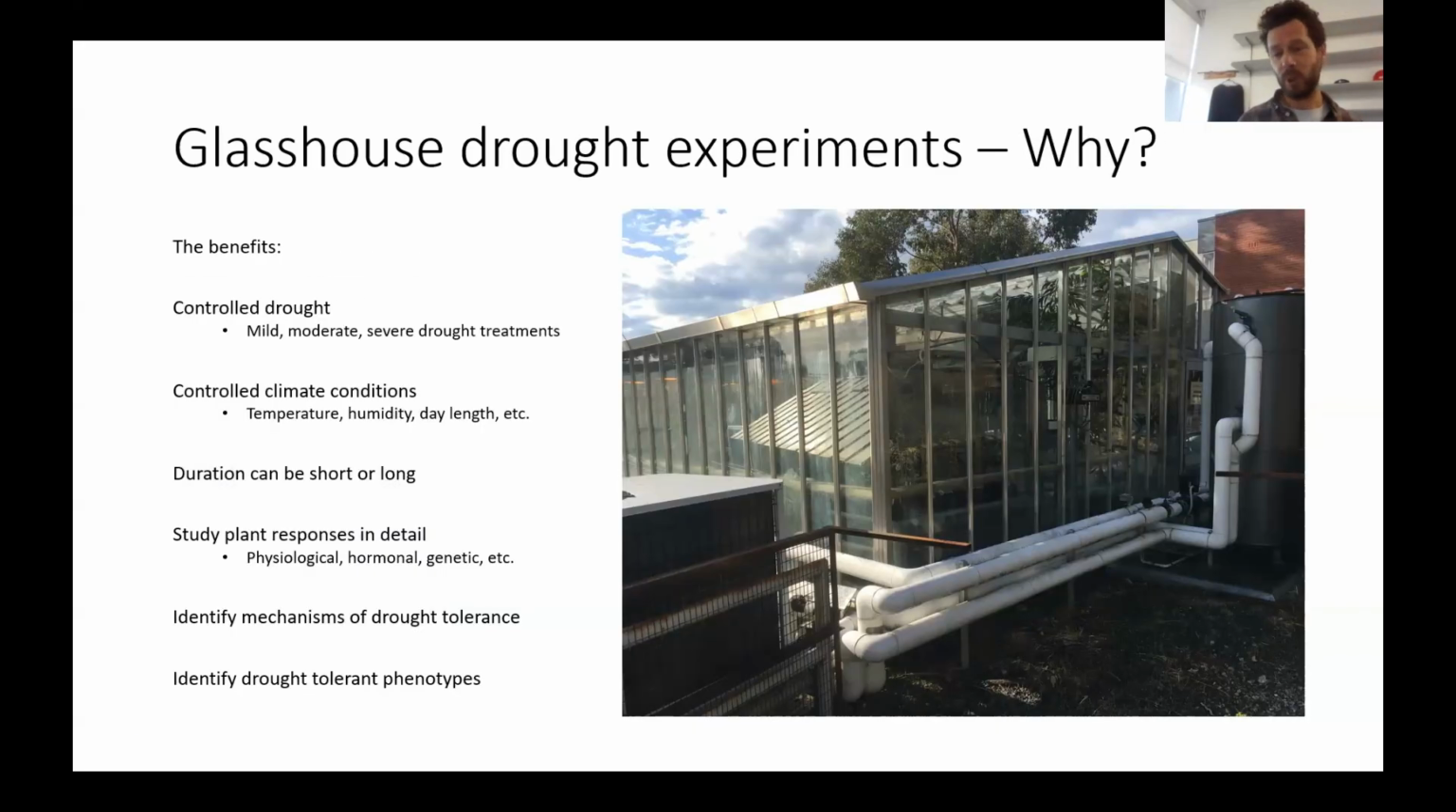You run experiments for a short period of time or for longer, and can study in greater detail, maybe with access to more expensive equipment or physiological tooling, all the different responses that you might be interested in. And with that level of control, you get to identify mechanisms of drought tolerance to a greater level than some of those other experiments, and indeed identify phenotypes that may be tolerant to drought, that may be interested in moving forward in plant breeding, etc.